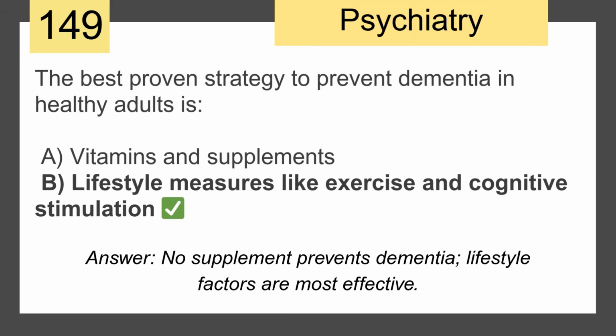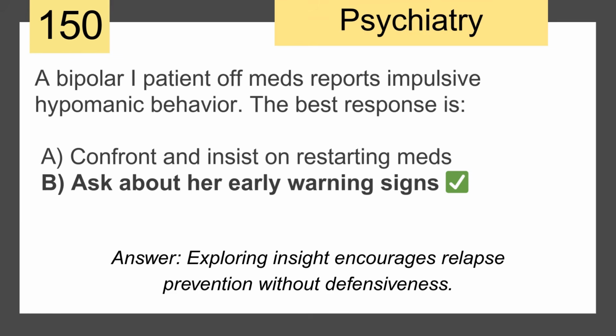149, the best proven strategy to prevent dementia in healthy adults is lifestyle measures. Oh man, I did this one too, I'm sorry about that. Okay, so we have a repeat on this one, you better get it right on the exam.